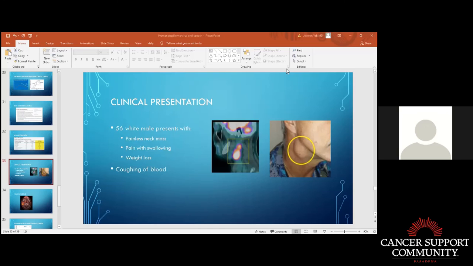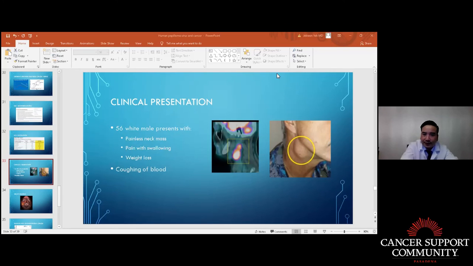Do you want to reframe the question one more time? So let's say you have a relative, he's a 56-year-old male who presents with a painless neck mass, pain with swallowing, weight loss, coughing up blood. What would most people do in this case? I just want to poll the audience to see what most people would do.